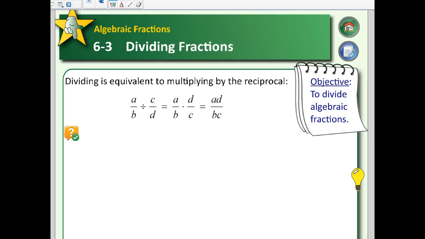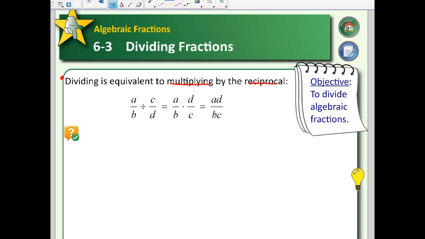Okay, class, today we're working on section 6.3, and we're kind of going in progression here. Yesterday we learned how to multiply fractions, and today we're going to learn how to divide. It goes back to those basic rules for dividing fractions from elementary school: if you look at my writing here, dividing is equivalent to multiplying by the reciprocal.